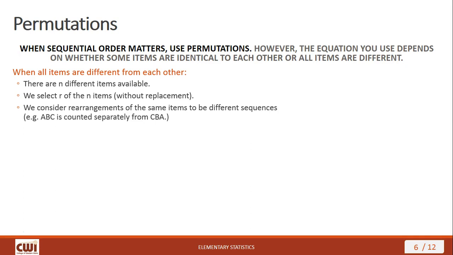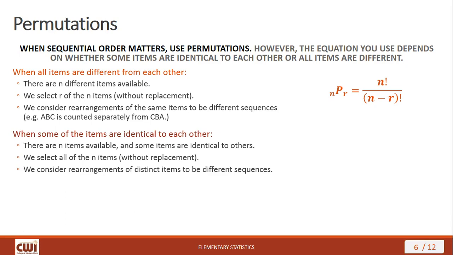In this case, you want to use permutations. Here's the formula for calculating permutations of n items taken r at a time. You take n factorial and divide it by the quantity of n minus r factorial. This is your formula for calculating permutations. It's the number of possibilities for your sequential order when the order matters.